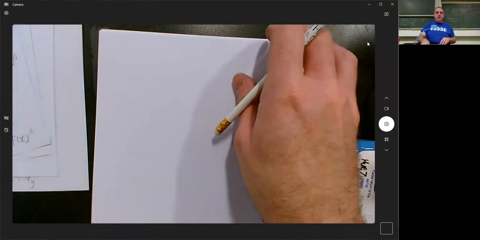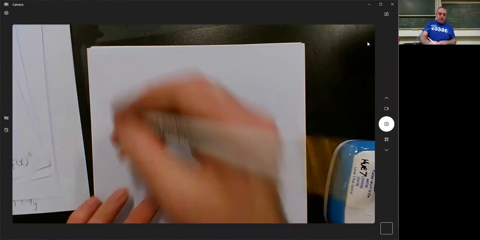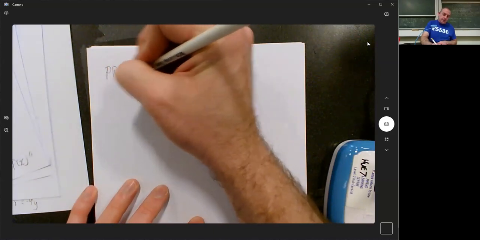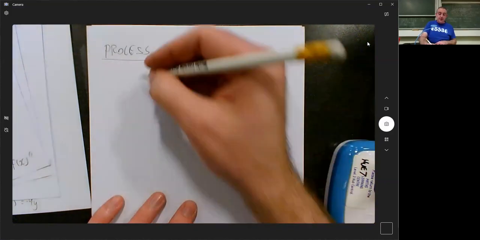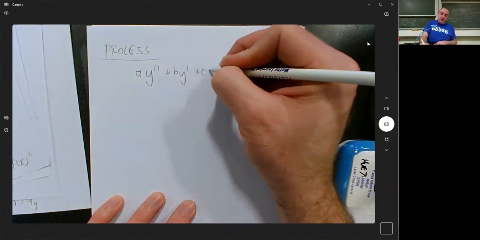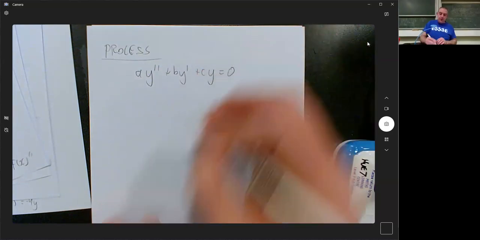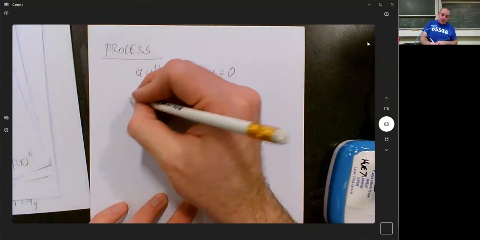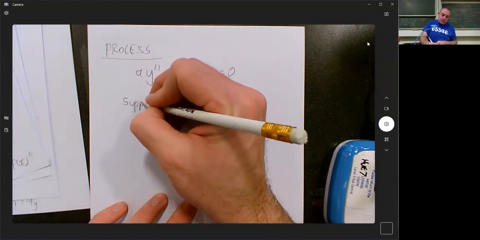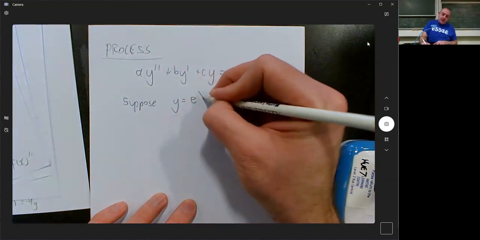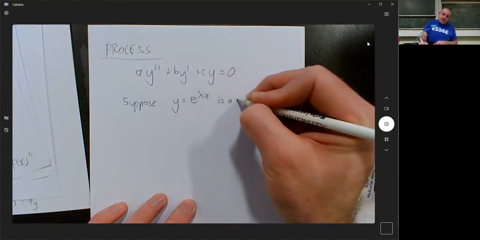So what we do is, it turns out, that we suppose... the process is this, okay? If you've got a y double dash plus b y dash plus c y equals 0, then you suppose y is e to the lambda x is a solution.